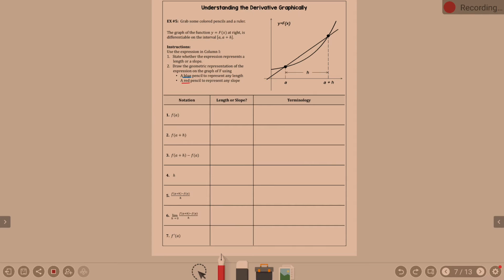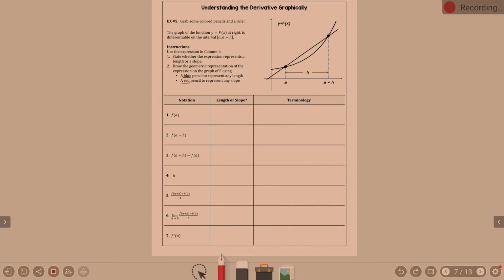Now, we're going to use the expression in column 1. So we have 1 through 7 here. And we're going to do two things with it. We're going to talk about whether that expression represents a length or a slope. And then we're going to draw the geometric representation up here, so drawing in the length or the slope. And then we're going to talk terminology over here. So we'll use blue if it's a length, red if it's a slope.